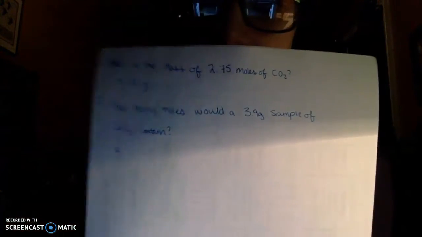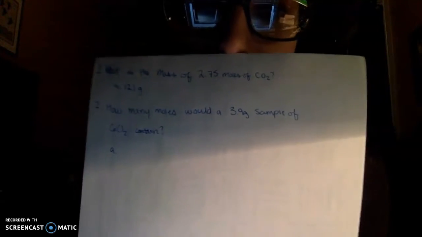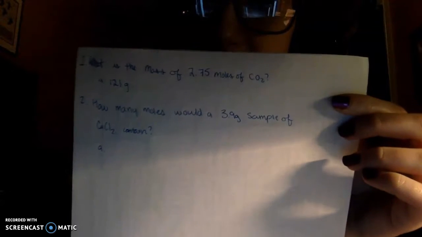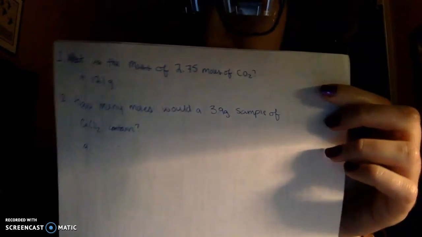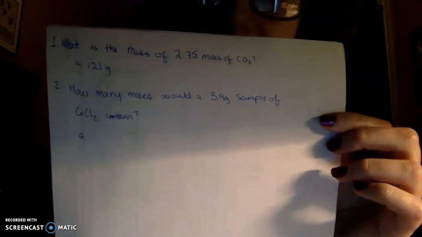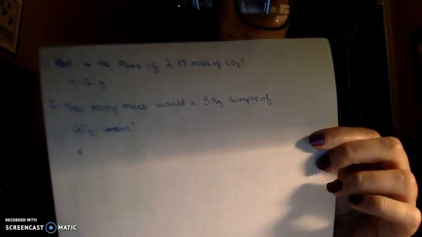If you are unable to print out the maze, do not worry. What I want you to do is, on a separate piece of scrap paper, write out the questions and answers that you follow. Here we did the first question, what is the mass of 2.75 moles of carbon dioxide? And then I wrote my answer, A, 121 grams. And then number 2, how many moles would a 3.9 gram sample of calcium chloride contain? And then I would write my answer. That way I can follow your path. So no fear if you do not have a printer or you're out of paper or ink or something, no stress.